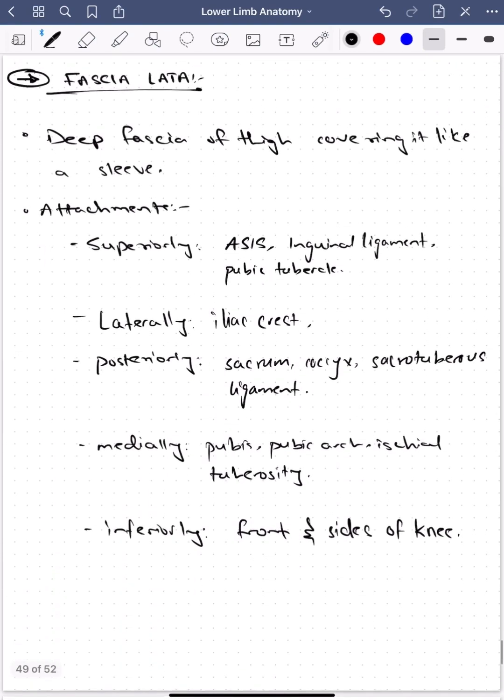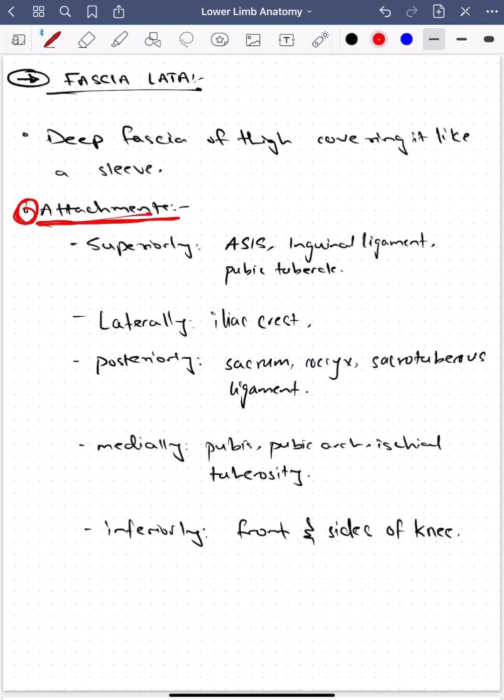Now from an exam point of view, fascia lata may be asked as a short note, that is for 4 marks. Now what is the fascia lata? It is basically the deep fascia of the thigh covering it like a sleeve. Now when it's asked in your exams, the points that you must include are, as an introductory point, say what the fascia lata is, that is, it is the deep fascia, and its attachments. You have to mention this in your answer sheets.